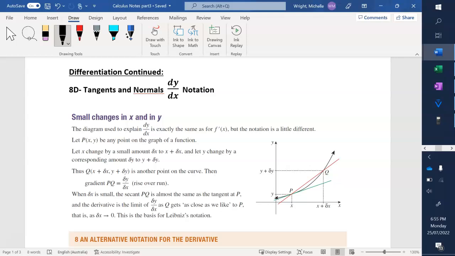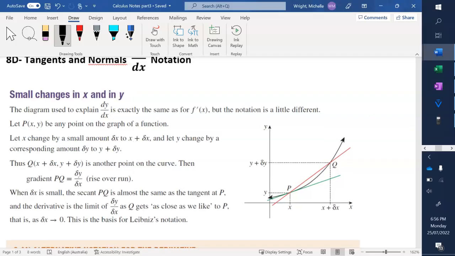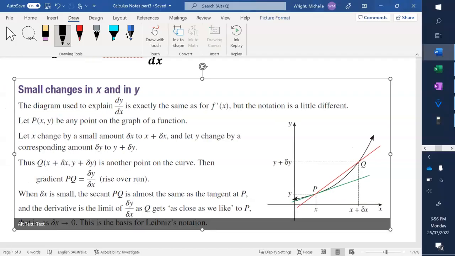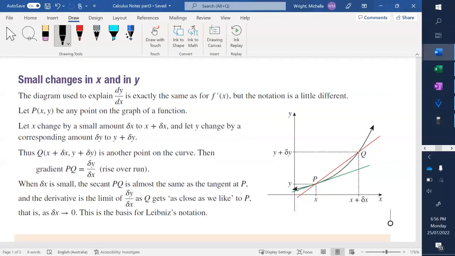You probably don't necessarily need to understand in great detail where this notation comes from, but we are going to be using it for the rest of the course, including in our Extension 1 course. So we're looking at a similar graph to what we looked at in 8A and 8B, first principles. We're looking at small changes in X and Y. And this diagram is used to understand what this dy dx is. The way we say it is dy dx. It's the letter D, not d, y, or dx, but dy dx.